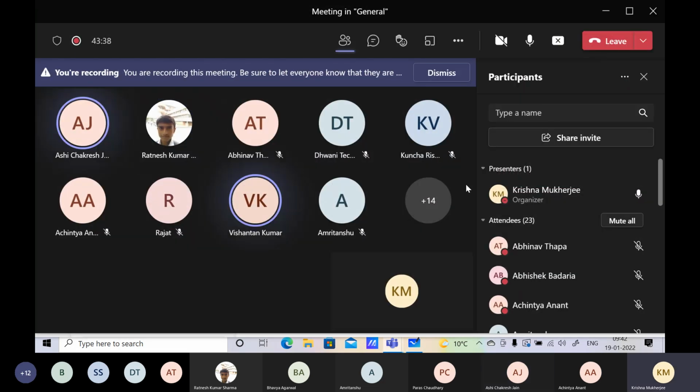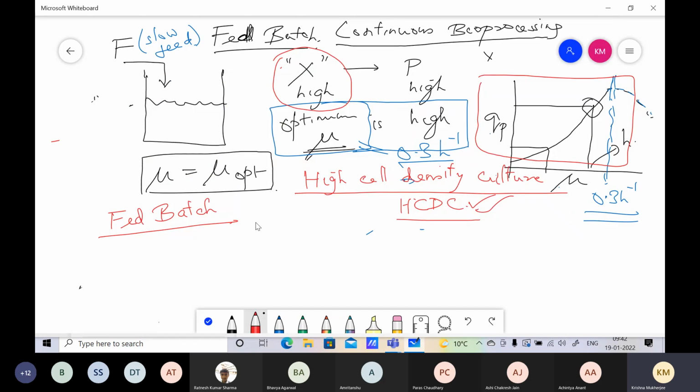So we are adding nutrient exponentially. I guess you can use exponential feed. Fed batch cultures, yeah, go ahead, one person at a time. Can we use fed batch cultures with an exponentially increasing flow rate of feed?